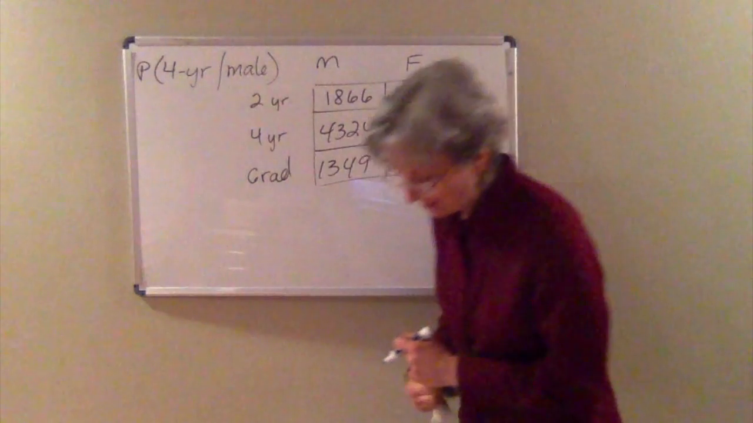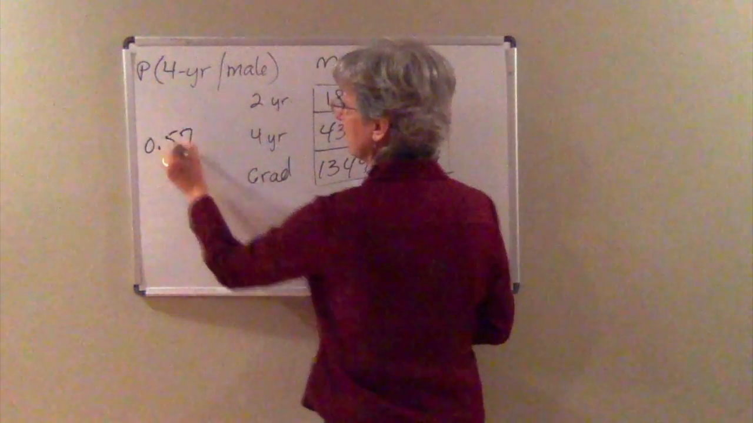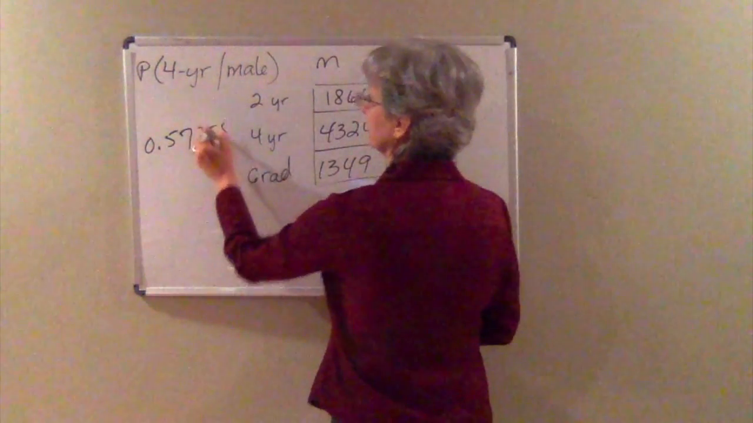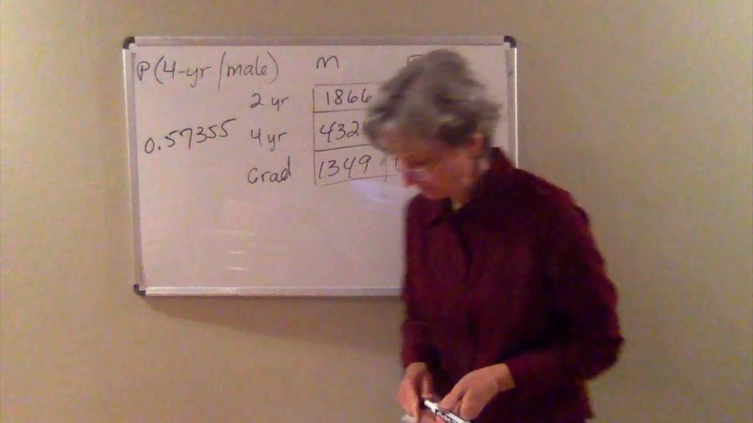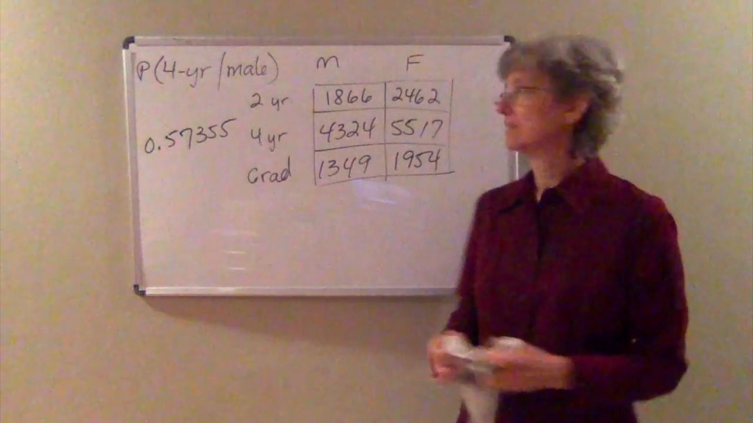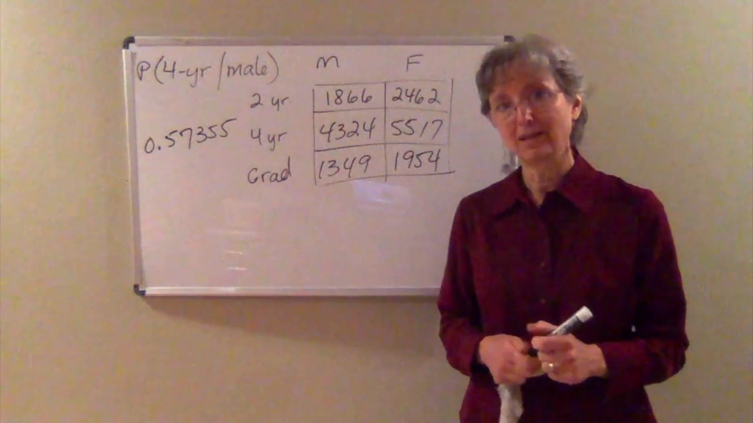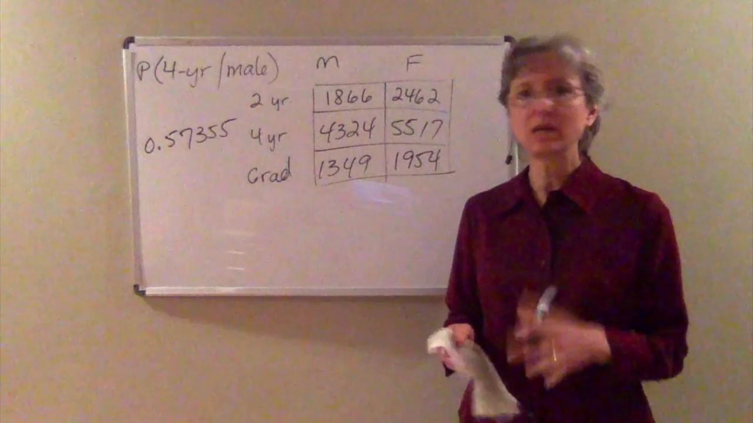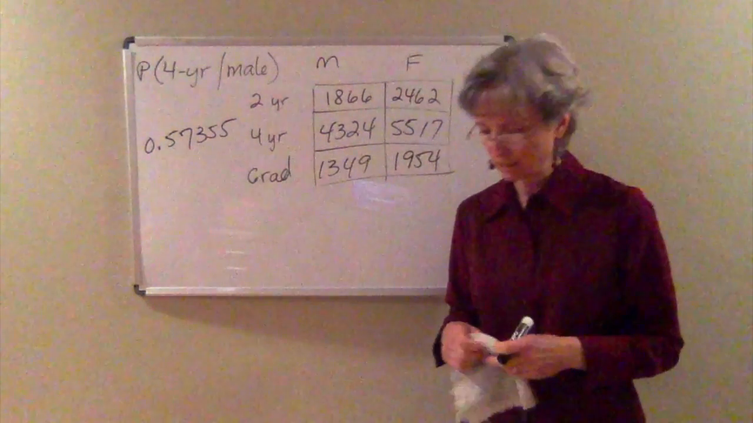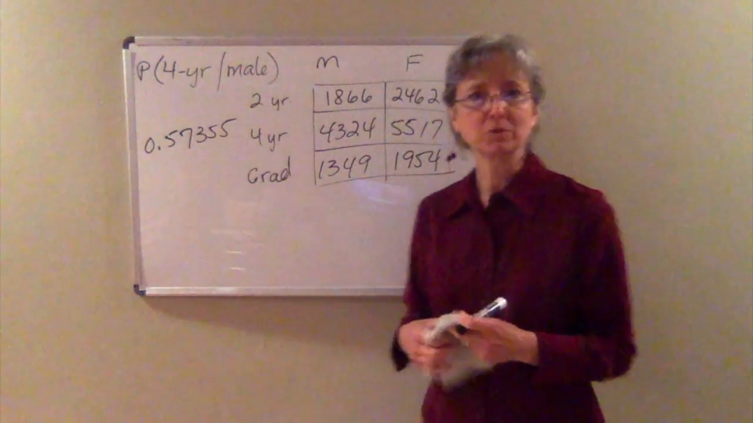Okay, you should have gotten about 0.57, something like that, 0.57355. So about 57.4% is the probability that your student is from a four-year school given that the student is a male. How did you do with that? If you got something different, step back and look at the combination and what you did and see if you can figure that out. Okay, let's move on to the next one.